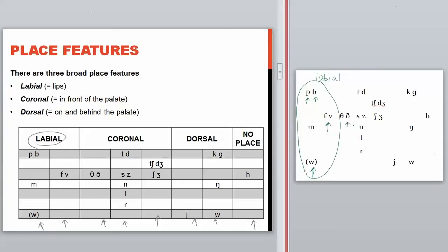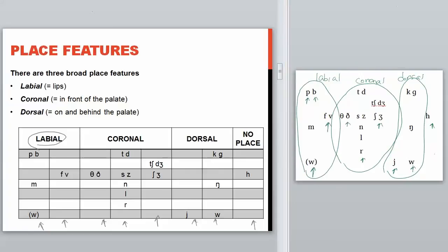Now, dentals, alveolars, and palatal-alveolars are considered to be coronal. And this is because they are articulated with the tongue in front of the palate. And finally, palatals and velars are considered to be dorsal. Dorsal meaning back, because they are articulated on or behind the palate. And just note that glottal sounds like h are considered to have no place of articulation.